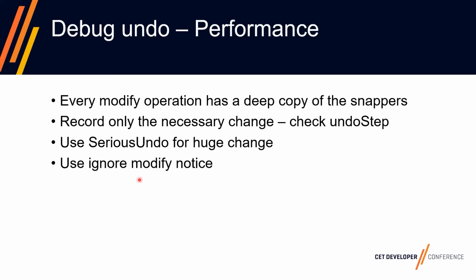And if you have a field that is meant to be ignored, let's say the graph snapper stores a cache of the graph, you do not have to store the change, because whenever the graph is updated, it is usually drawn based on the current state. If there is a field that doesn't need to be undo recorded when it changes, then you should put it into ignore modify notice.